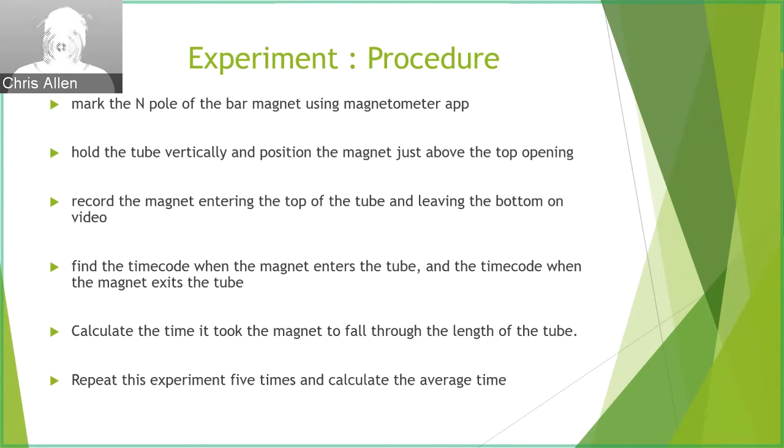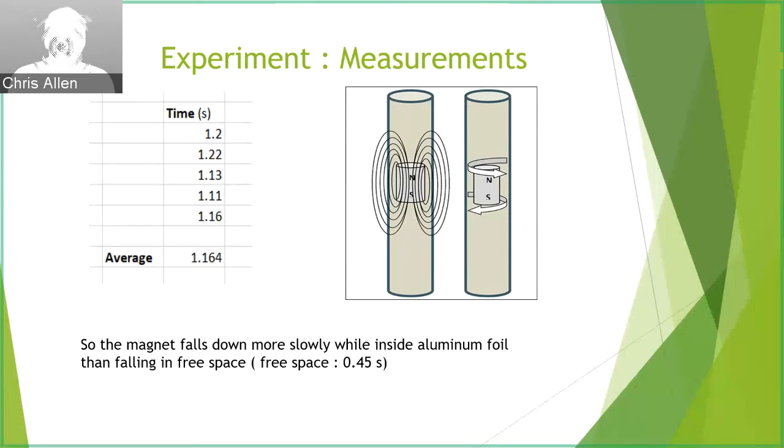Record the magnet entering the top of the tube and leaving the bottom on video. Find the time code when the magnet enters the tube and when it exits. Calculate the time it took the magnet to fall through the length of the tube, repeat the experiment 5 times, and calculate the average time. In Excel, I took the average of the 5 measurements and got 1.164 seconds. So the magnet falls more slowly inside the aluminum foil than in free space. I also measured the fall in free space, and it's less than half a second.